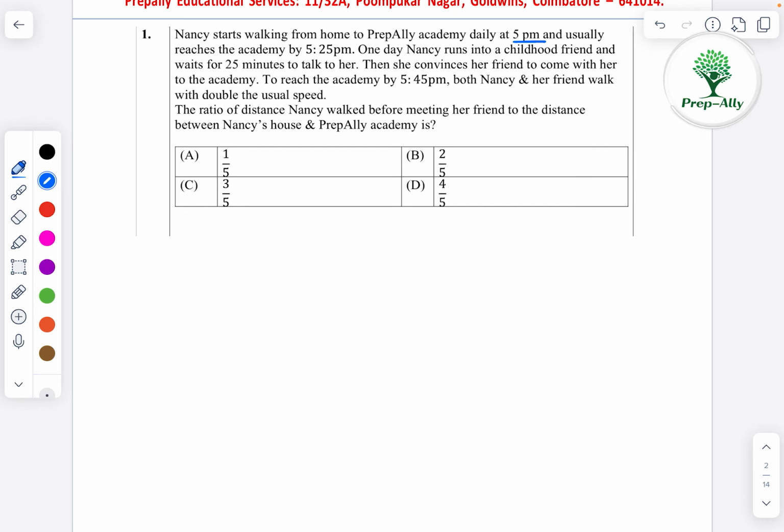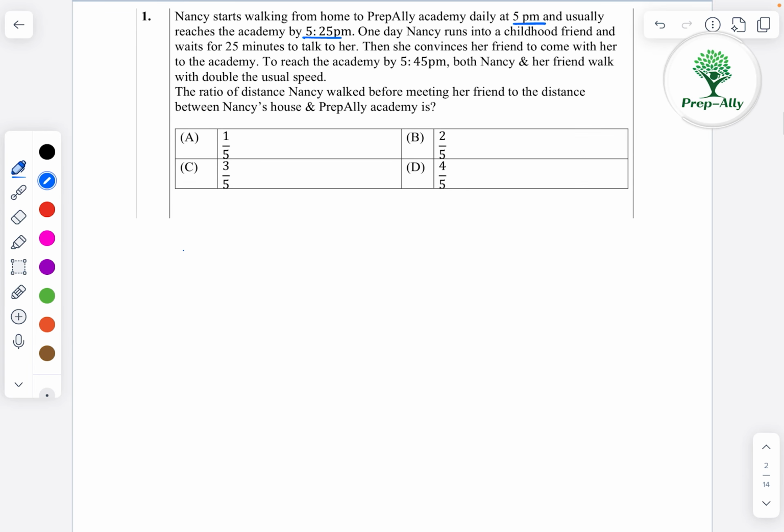Let's discuss the pace paper. Nancy starts walking from home to Prepalai Academy daily at 5 p.m. and usually reaches the Academy by 5:25 p.m. So let us say home is here and Academy is here. This whole thing she takes a time of 25 minutes usually.